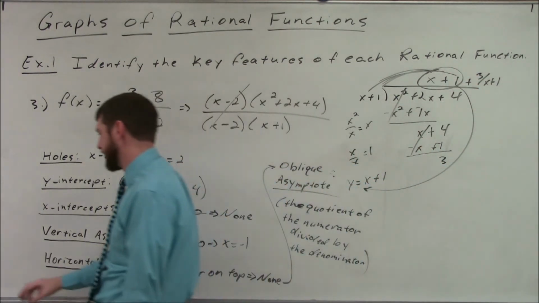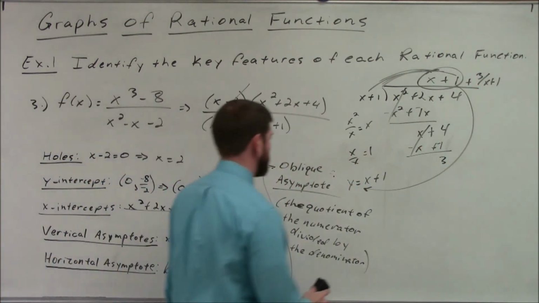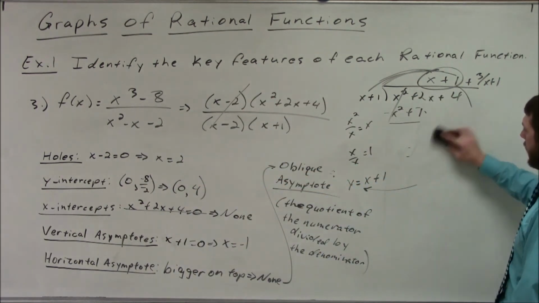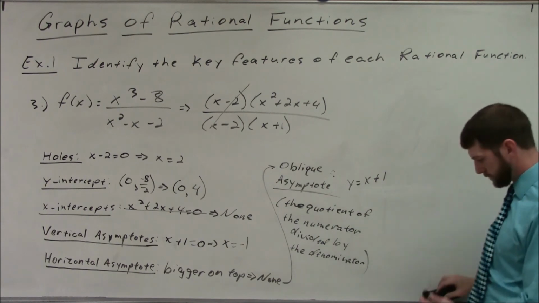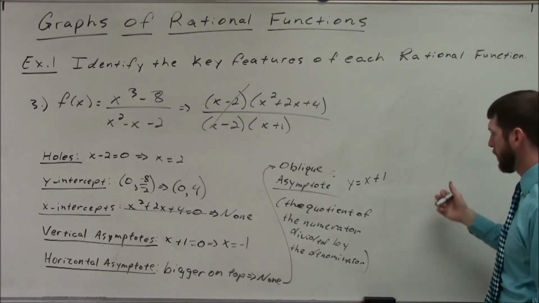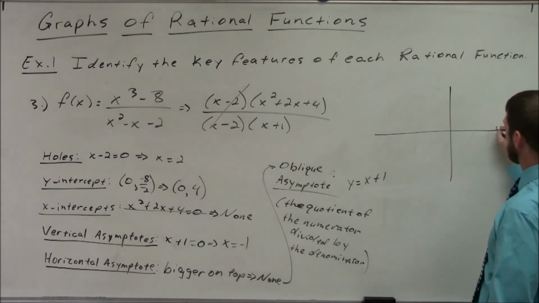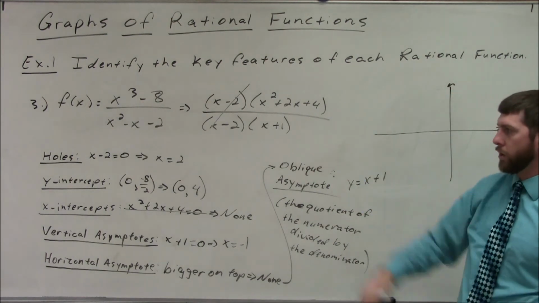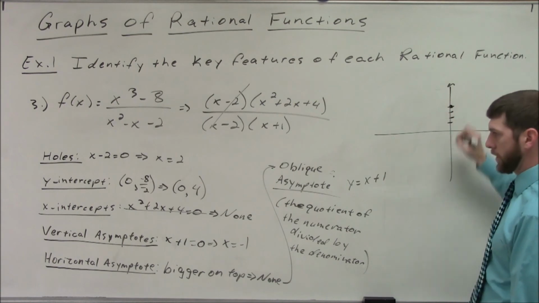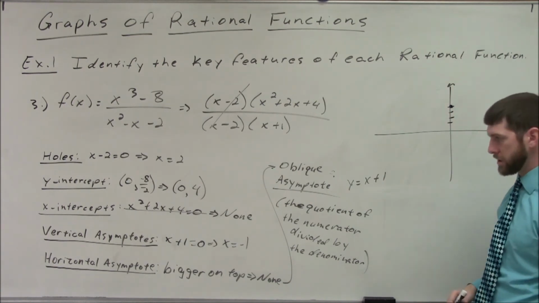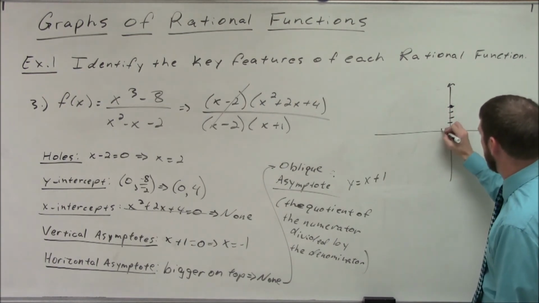Now, how do we put all of this into a graph? Well, let's look at it. To graph all this happiness, just plot like we've always done. Holes, we hold on. Y-intercept is 4. So there's 4. X-intercepts, there are none, so we're good there. Vertical asymptote at -1.